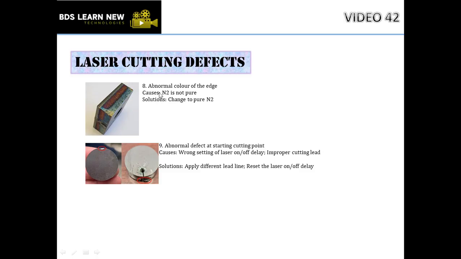Eighth, abnormal color of the edge. Causes would be N2 is not pure. Solutions: change to pure N2. This is the case with the N2, right? Nitrogen, which is the assist gas in this case.